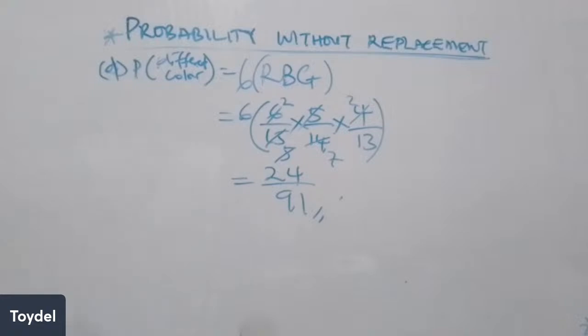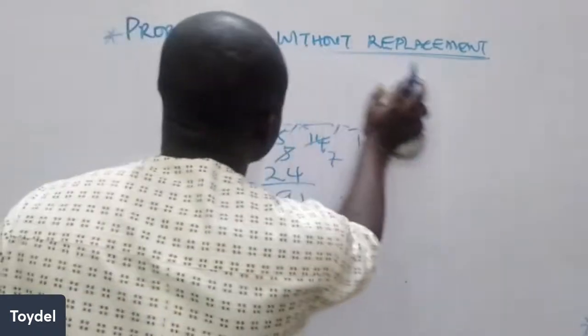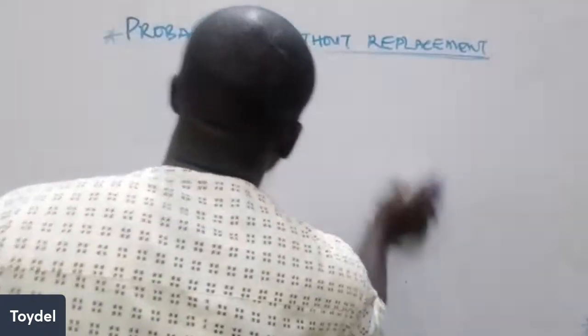But under probability without replacement, we actually have another method we can use. We can actually use combinatorial analysis using the combination method. So if you don't want to follow this process, there's another process we can use. It's called the combinatorial approach for probability without replacement. That is, I'm going to use the knowledge of combination to be able to solve this problem. So I'm going to do that now.